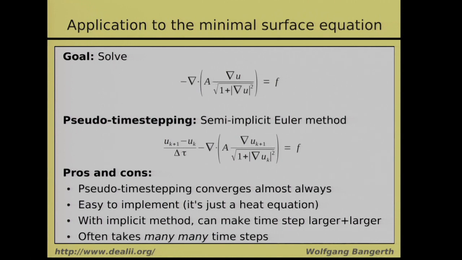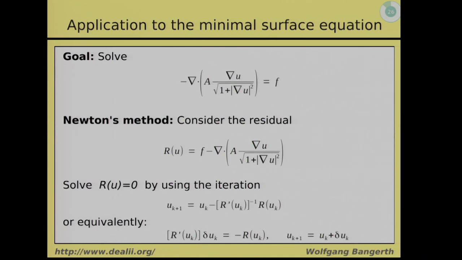So the last method that I want to show you is Newton's method. For Newton's method, I need to rewrite this a little bit, so I'm going to introduce the residual R of u, which is just f minus, actually it should be f plus, of course, so I want to take this term here, bring it over to the right-hand side, so f plus this term here, and I want R of u equals 0, right? That means u satisfies the original minimal surface equation.